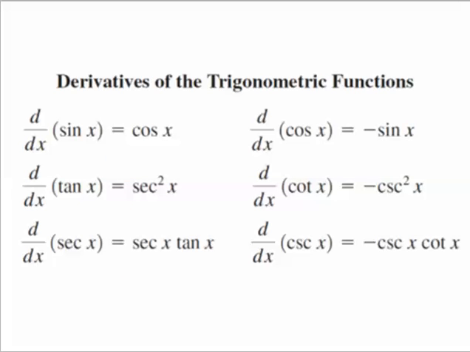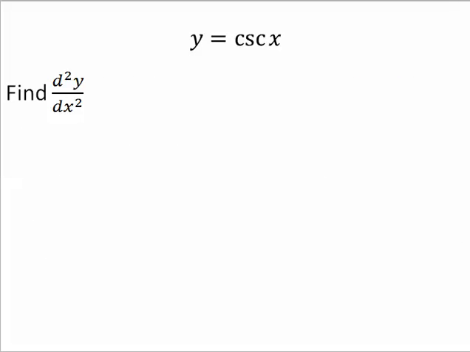The other three derivatives are very similar, except that the derivative of a co-function is negative. So every time you're taking the derivative of a trigonometric function and it starts with co, then you know it's negative. Okay, let's use these rules to find a second derivative.